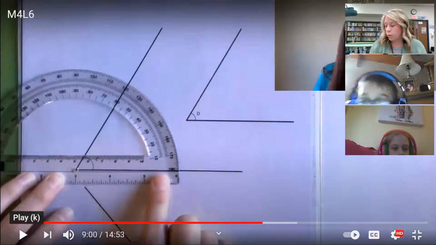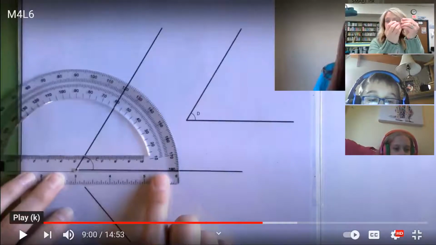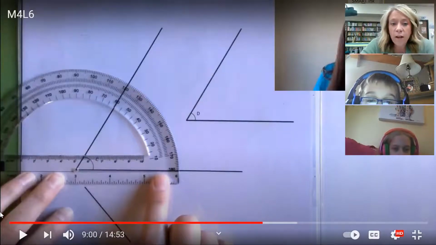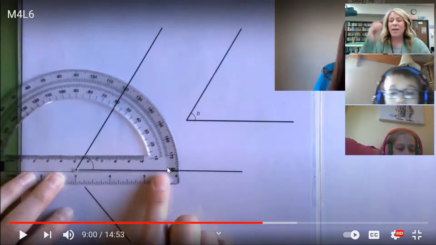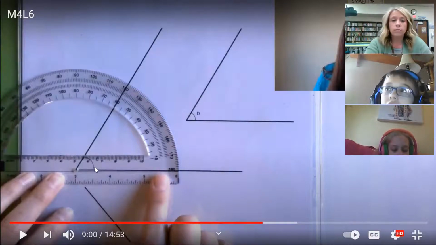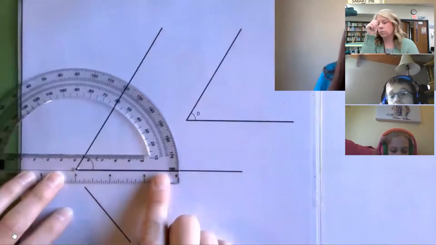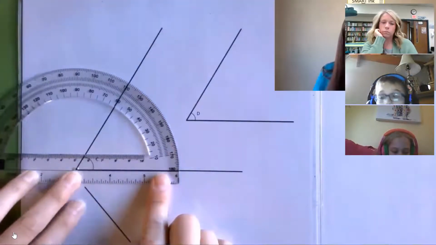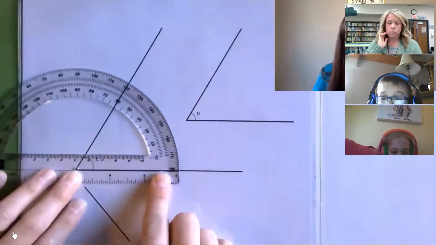That's your second checkpoint. So you're going to make sure your vertex is lined up with the center, and then you want to look and see where the zero is. Right here, you want to make sure that the base of your angle is lined up exactly with the zero, or else your measurement's going to be off. One of the sides of the angle, so I'm going to line that up. And then finally, we just read the number that aligns with the second side of the angle.